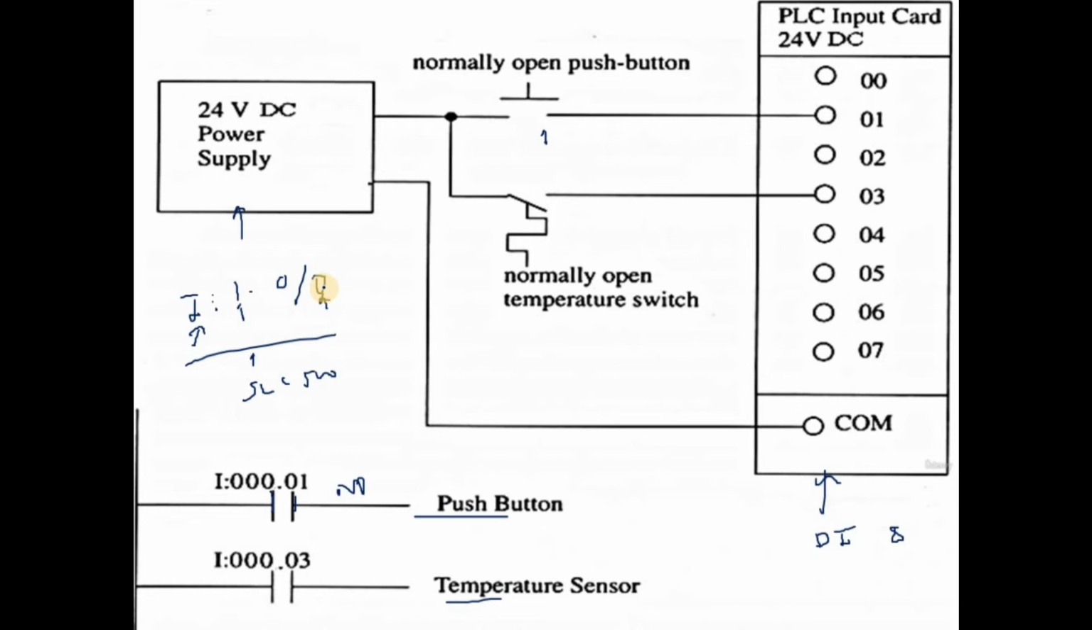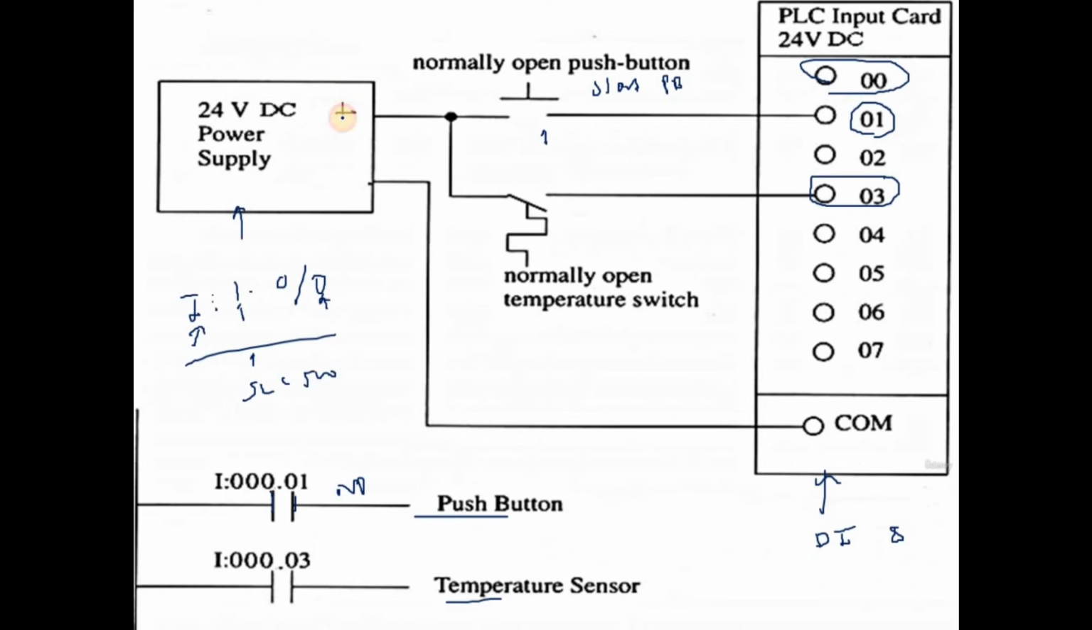Here I'm telling you about the last part. The last part is what we see as the bit in the software, but in the hardware what we see is the terminal number. As you can observe, this is the 0 number terminal, and this one is the first number terminal. To the first number terminal, we have connected the start push button. And to the third number terminal, we have connected the temperature switch. As per our requirement, we need to connect the input terminals or the input field devices.